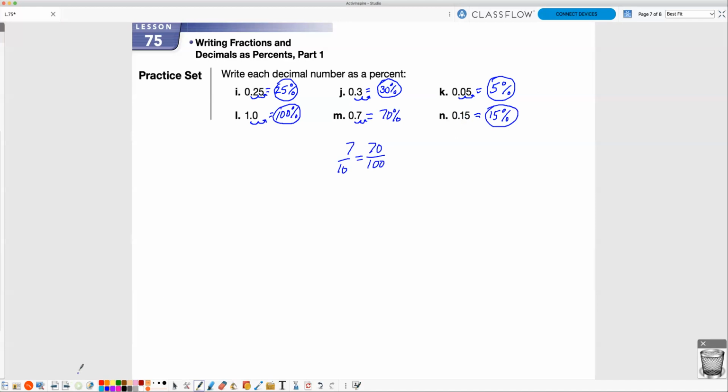All right, excellent work. Make sure you guys do problems 1 through 30 in lesson 75, remembering that all of the practice is necessary in Saxon math when doing your spiraling and learning.